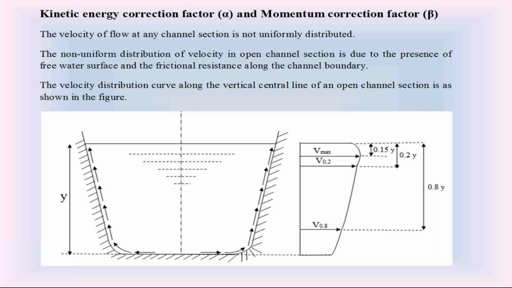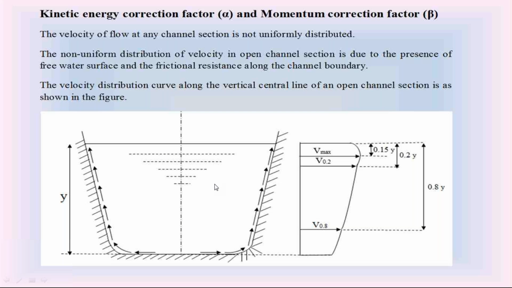That mean velocity V is equal to V0.2 plus V0.8 divided by 2. By using that mean velocity of water flow, we calculate the kinetic energy of flowing water in the open channel. Kinetic energy is equal to half into mass of water flow into mean velocity squared. And also we calculate the linear momentum of flowing water in the open channel. Linear momentum is equal to mass of flowing water into mean velocity V.